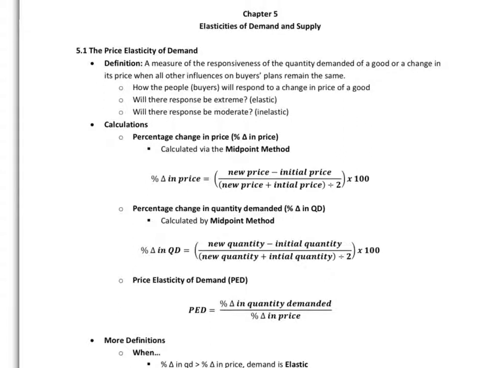The price elasticity of demand, as defined, is a measurement of the responsiveness of the quantity demanded of a good to a change in price when all other influences on buyers' plans remain the same. So essentially what that means is, how are we going to respond as a group of people to a change in the price of a good? Will our response be extreme, or will it be moderate?